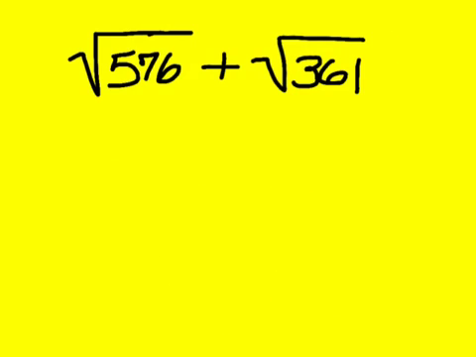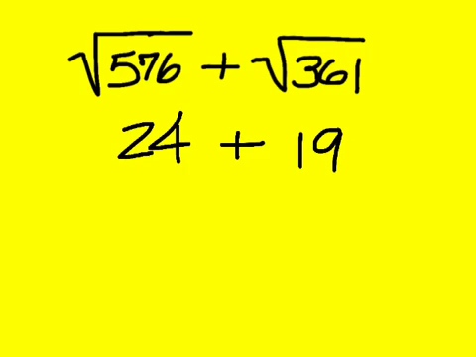Example number 2. What is the square root of 576? The square root of 625 is 25. So what is the square root of 576? 24. What is the square root of 361? 19. What's the final answer? 43, yes.